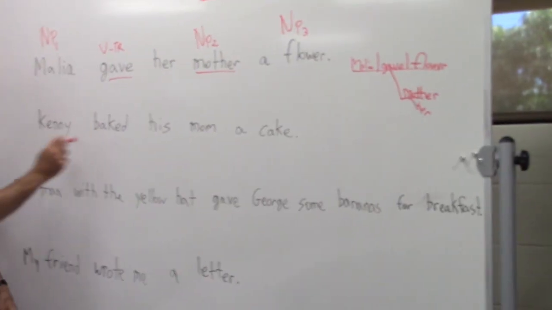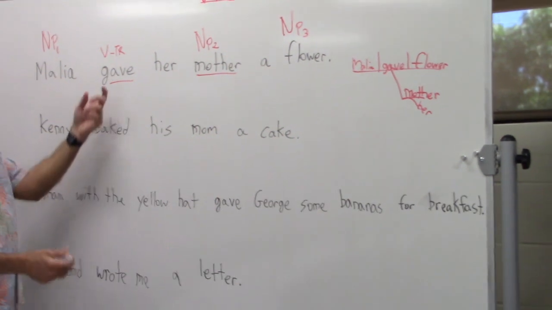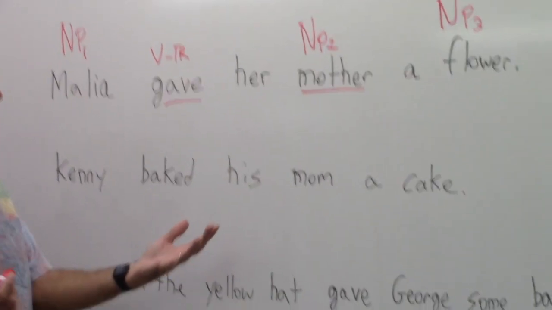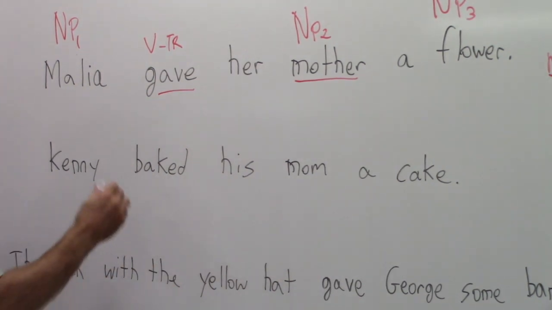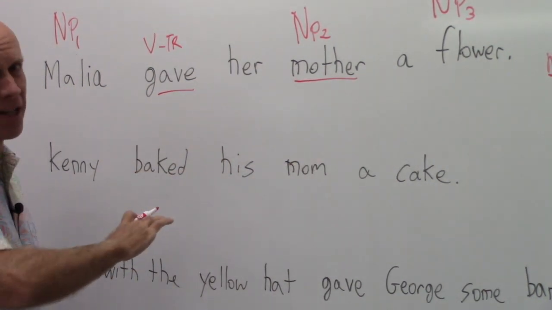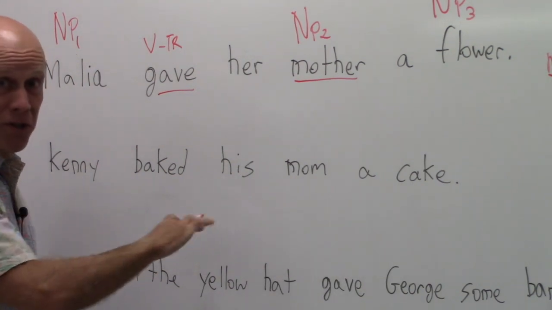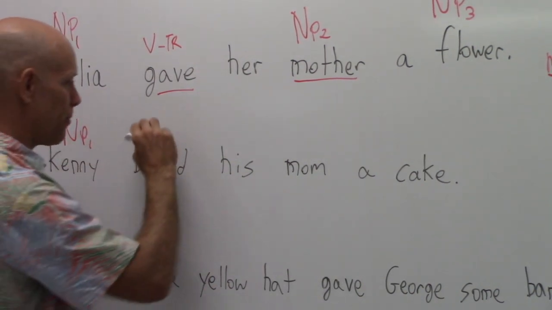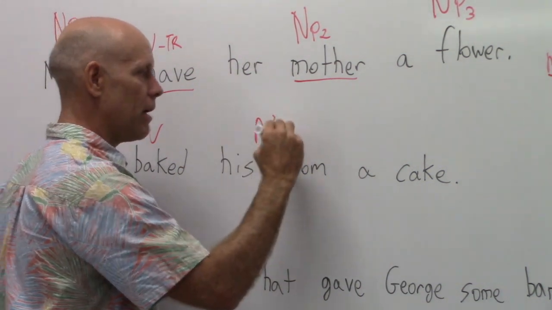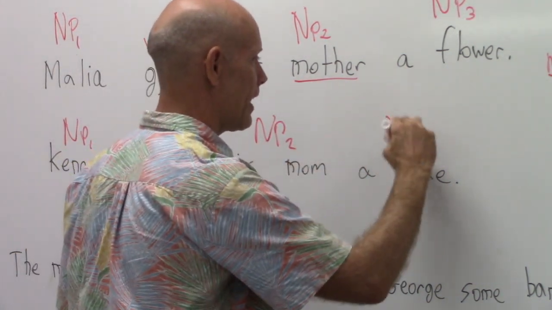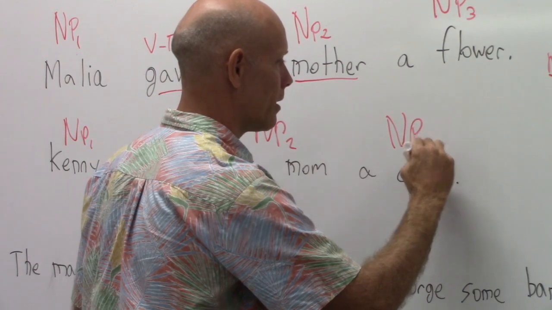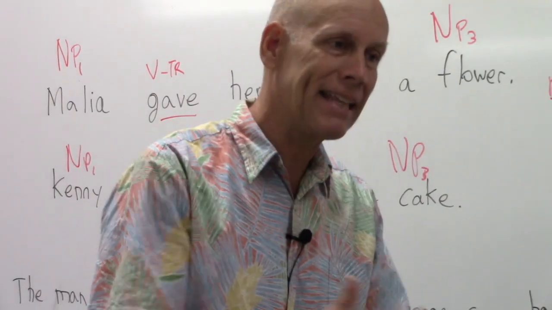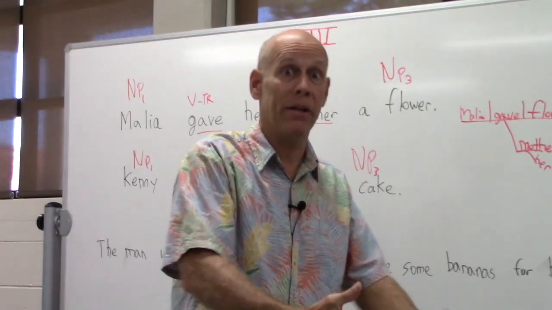Read it. Kenny baked his mom a cake. See, this is giving. He's doing it for the mom. What's the thing he baked? A cake. Did he bake his mom? No. Okay, but do we have any preposition? No prepositions in here. We've all memorized our preposition list. So it's noun phrase 1, verb, noun phrase 2, and then cake, noun phrase 3. See, and you would diagram it kind of the same way. So the baking the cake for the mom, there's this gift happening.